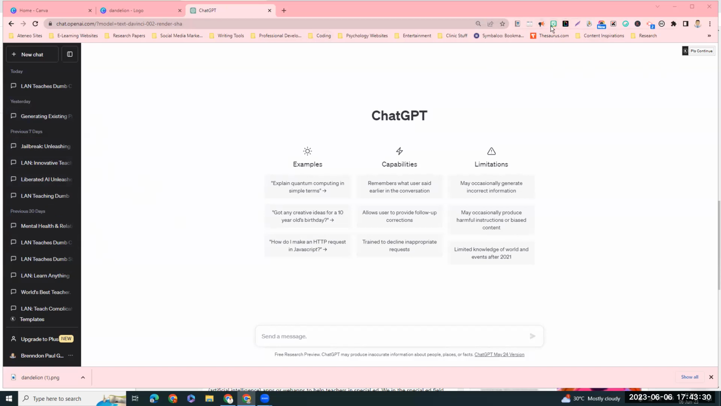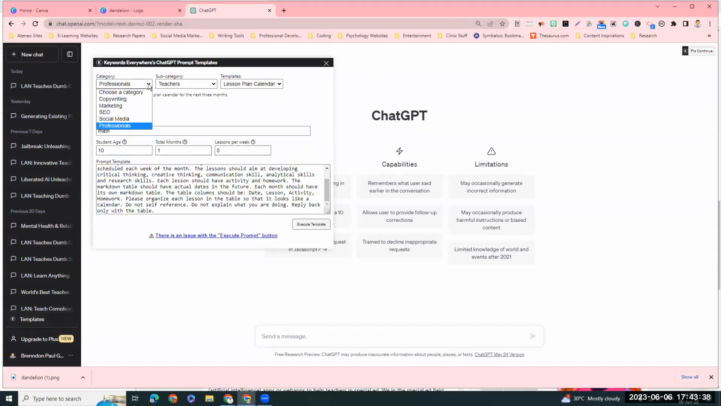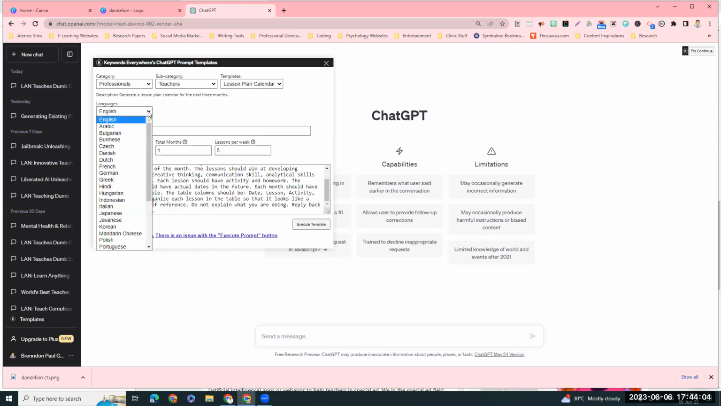I'm looking at ChatGPT right now and I've noticed something new. Right here, in this place, templates. When you click on that, you will have this category bar here. You can choose professionals, and the subcategory will have several including teachers, and the templates that I have will have this.